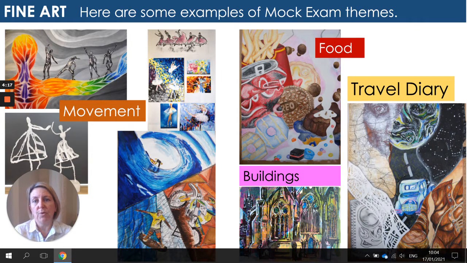As we move through the course, you get a chance to do more of what you want to do and interpret one of those themes in whichever way you like. So for example, on the left there, the movement theme shows lots of different ways that students have interpreted it. Some have chosen to do 3D, some have done painting, some have done mixed media and printmaking.